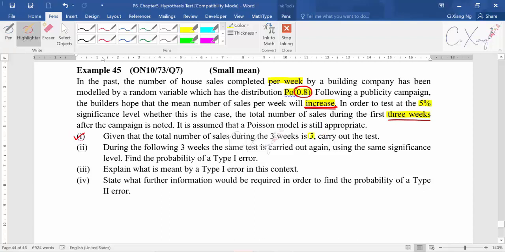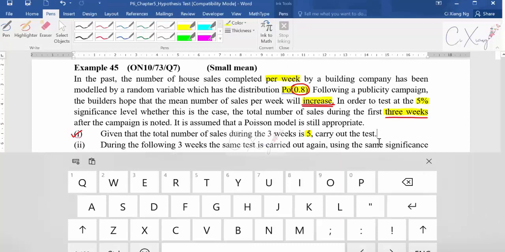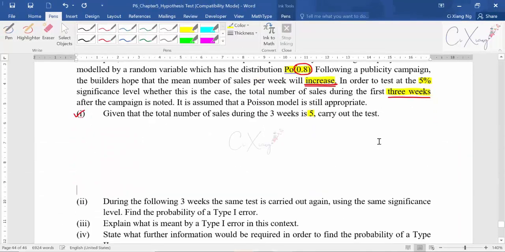So now they want you to carry out the test, and they give you the number 5. Okay, so which means that you should actually know the 5 here is the observed value for you to run the test on. I hope that you still remember all these, alright? Observed value.